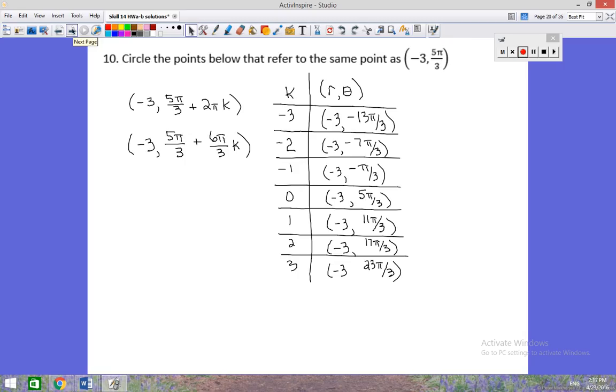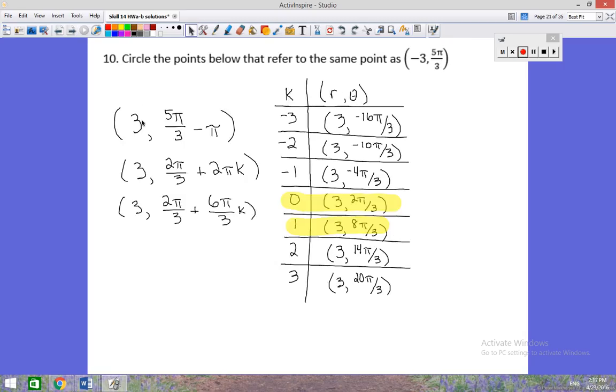When I converted it to a positive 3, I couldn't use the ray 5 pi over 3. I had to use the opposite ray. Here I subtracted pi. I could have easily added pi. When I subtracted pi, 3 comma 2 pi over 3 is the same point as negative 3 comma 5 pi over 3.